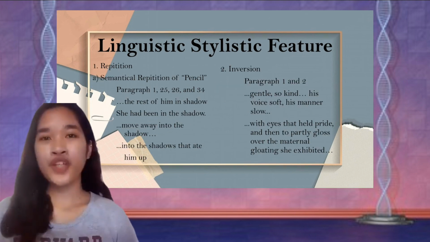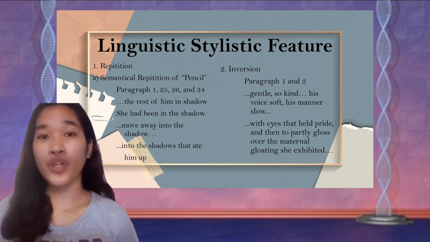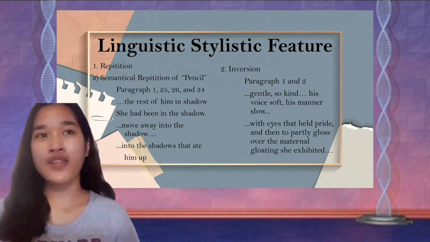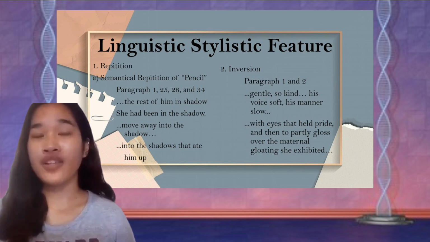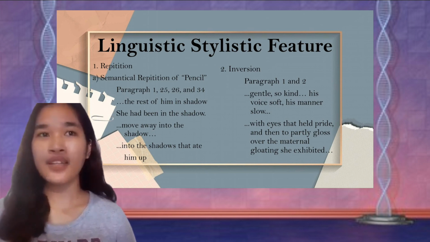The next repetition is the semantic repetition of the word shadow from paragraphs 1, 25, 26, and 34 with the passages, "The rest of him in shadow, the mother looked at him, stopped in her tracks, and advanced into the light. She had been in the shadow. Vicente made as if to move away into the shadows that ate him up."